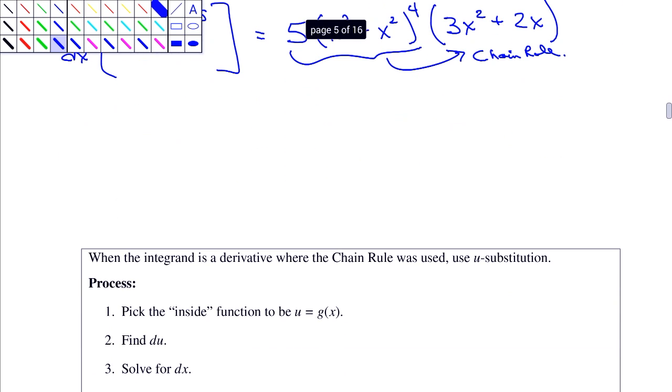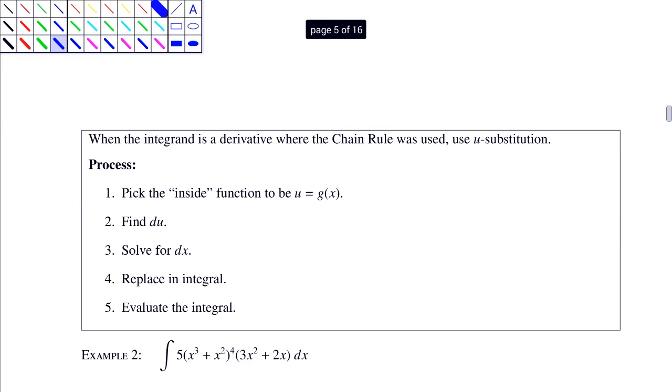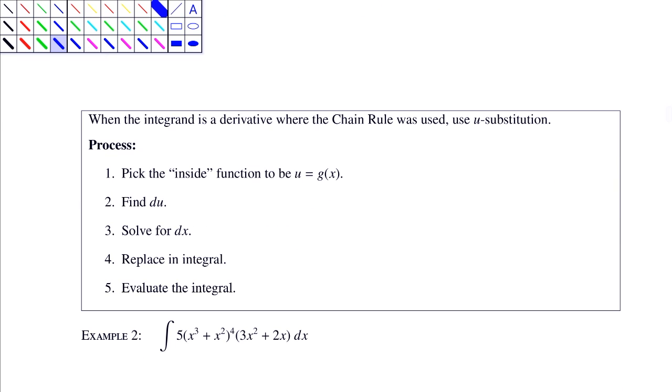Here is the process of substitution. When you're reversing the chain rule, you pick the inside function to be u, and so you set up what u is. Step 2, find the differential of u. So we're going to have du's and dx's running all over the place. So find du. You're going to have a dx on the other side. Then you solve for x or dx, replace in the integral, which is the substitution. That's why it's called substitution. And then evaluate the new integral.